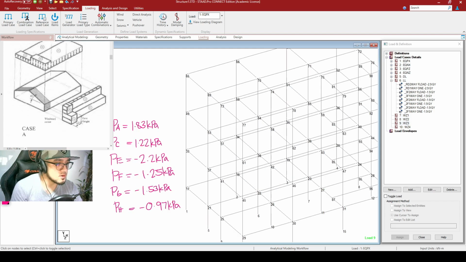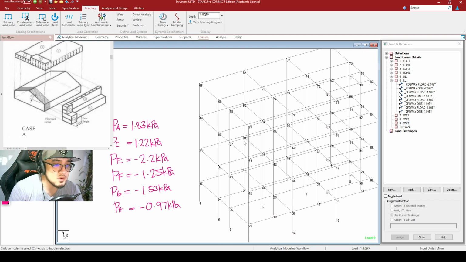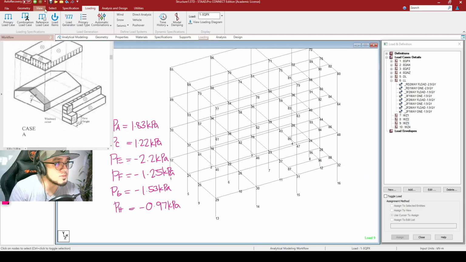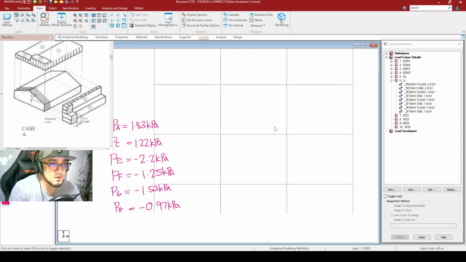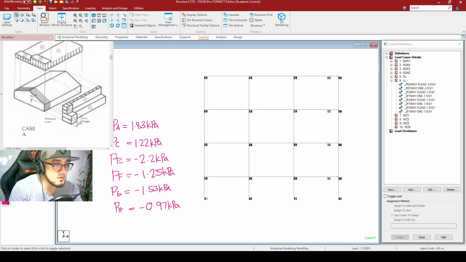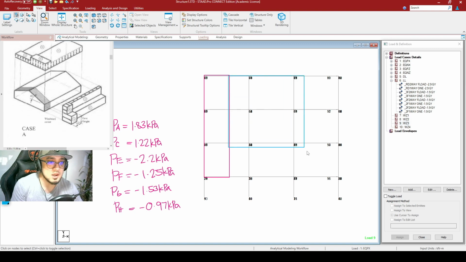Okay, so since we have already solved for the pressures of the zones, the next thing that we will be doing is converting these pressures right here into member loads or into line loads. For us to do that, I will just be viewing the front view of this. If this is the front view, and if you can remember, we have two horizontal zones here. This is for your zone A, and this is for your zone C.